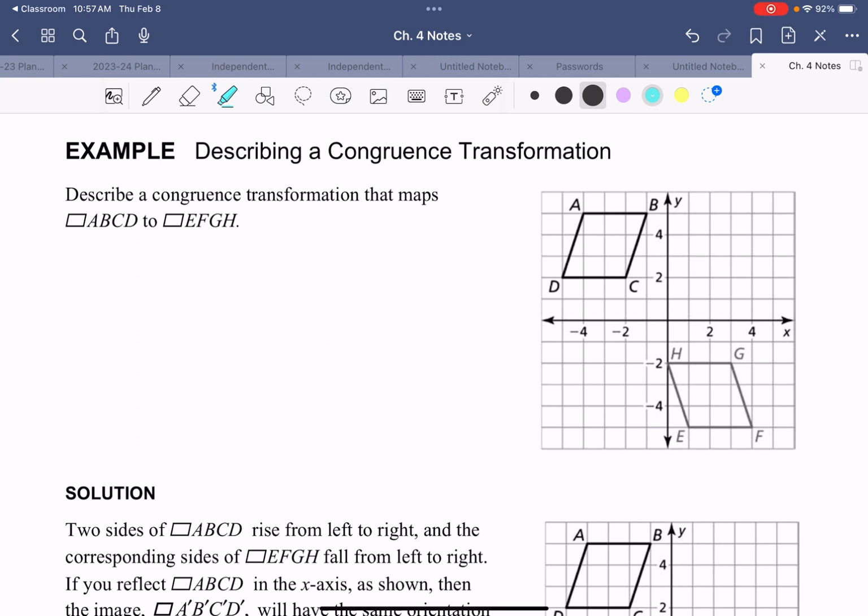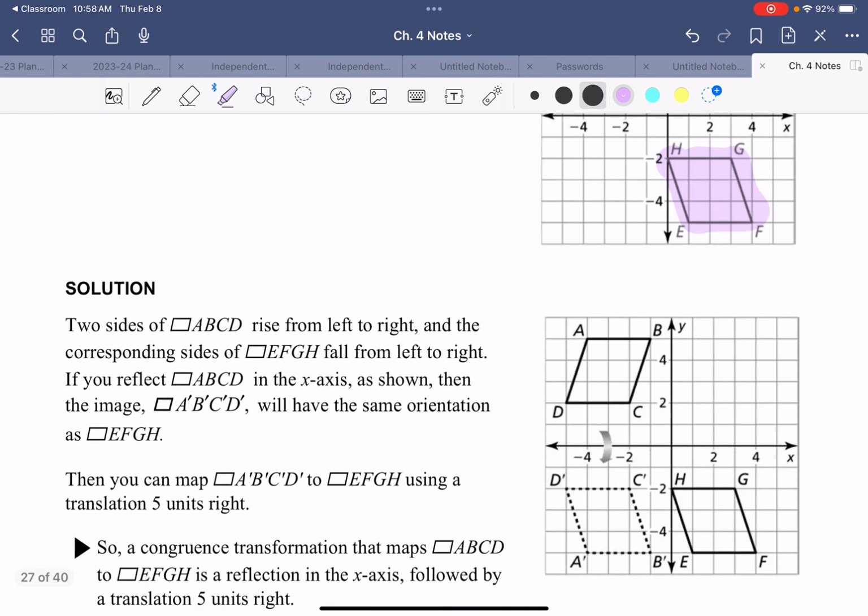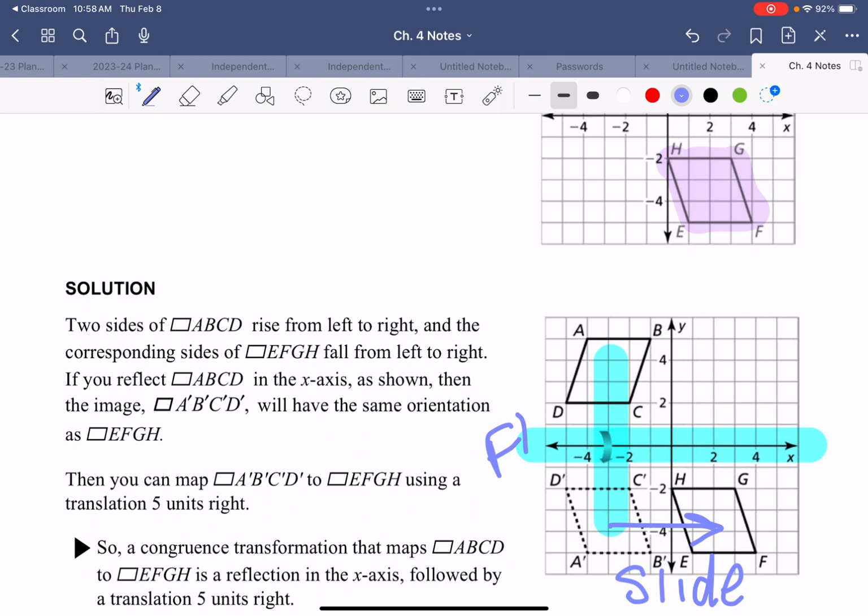So if we look at this initial parallelogram here, how do I get it from being in the second quadrant to the fourth quadrant? Okay, and let's go down here in our solution. There's several ways that I can do it. And what the book is saying to do is they're going to flip it over the x-axis. And when it's flipped from here to here over the x-axis, you can see we get our new figure, D prime, C prime, B prime, A prime. And then from there, it looks like when we go from here to here, we just did a slide. So the first one we did was a flip, and then we slid it.